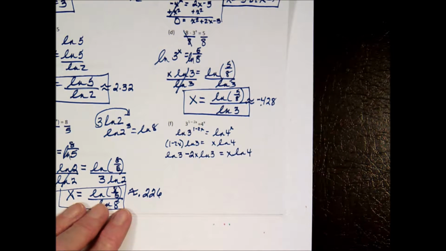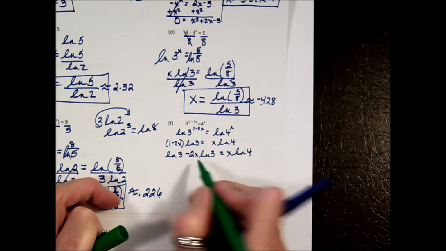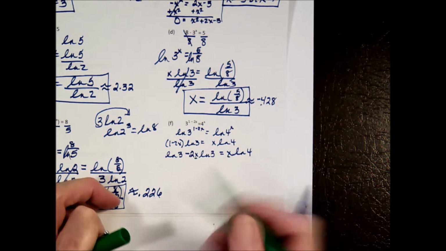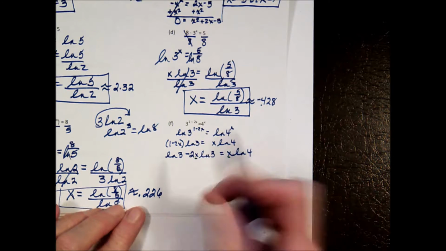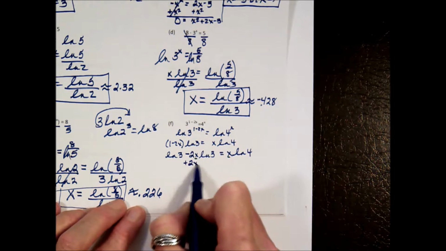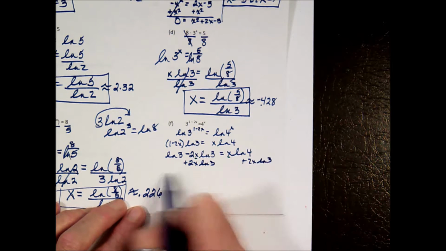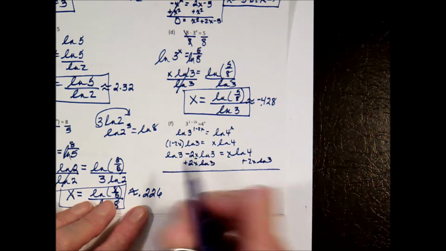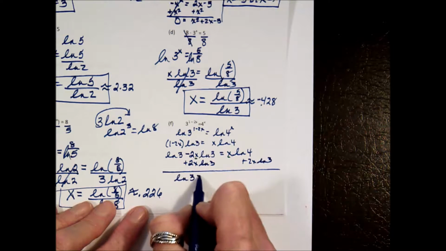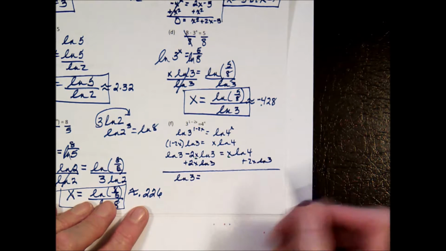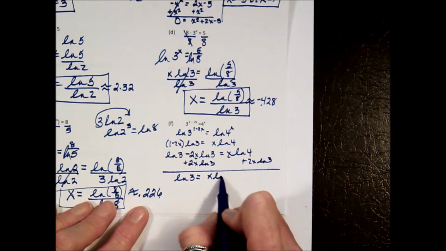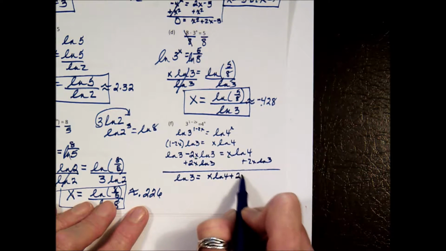Now what I want to do is get the terms that contain my variable, the x, on the same side of the equation. So I'm going to add 2x ln of 3 to both sides, just like you do in any equation. We get ln of 3 equals x ln of 4 plus 2x ln of 3.